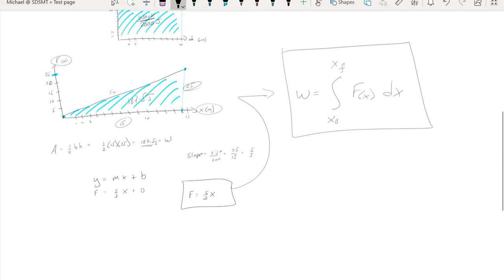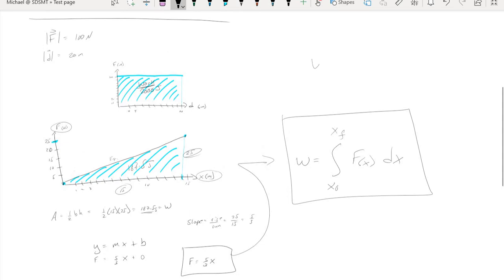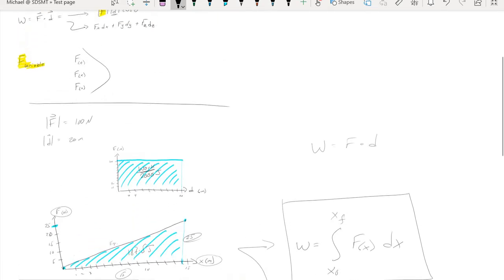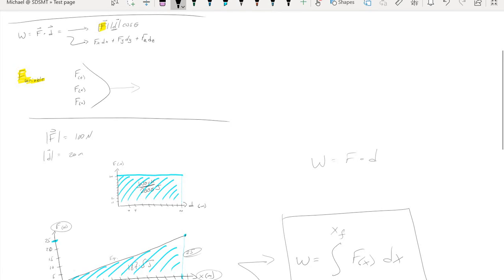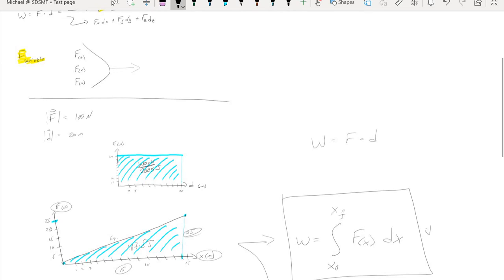Now, I will bring to your attention, this is a force that is changing with respect to position. And the original equation that we had for evaluating force was taking the force times the displacement. That's exactly what we're doing here in the integration. But force could vary with respect to a lot of different variables. This particular equation is only going to be valid if we're using a force that varies with respect to position.